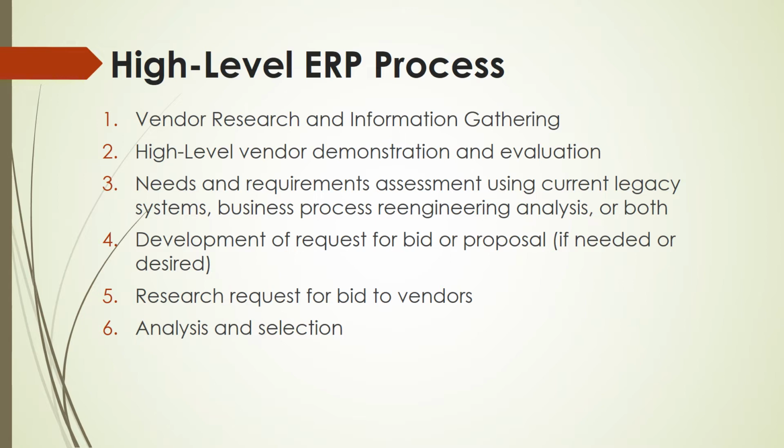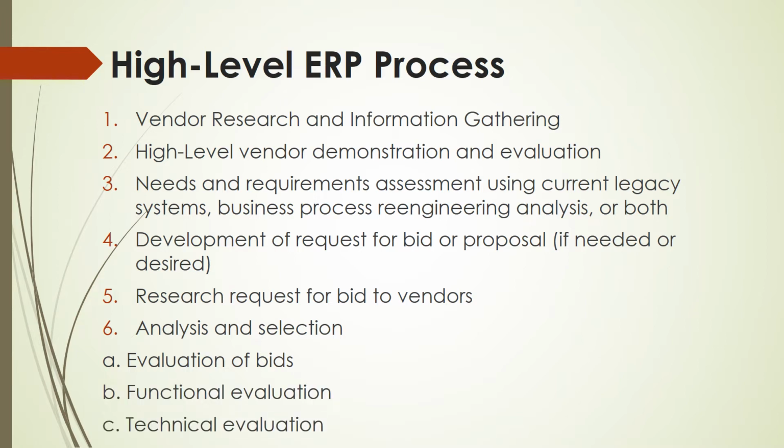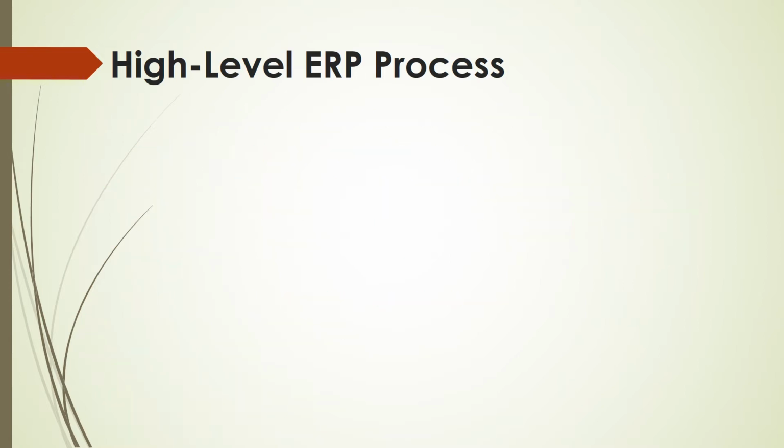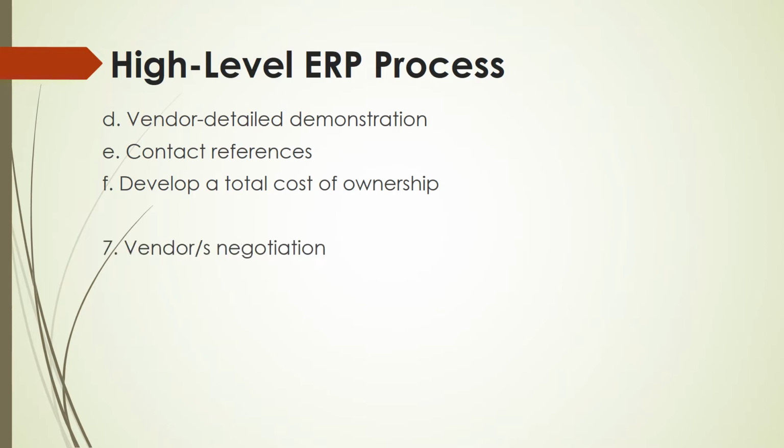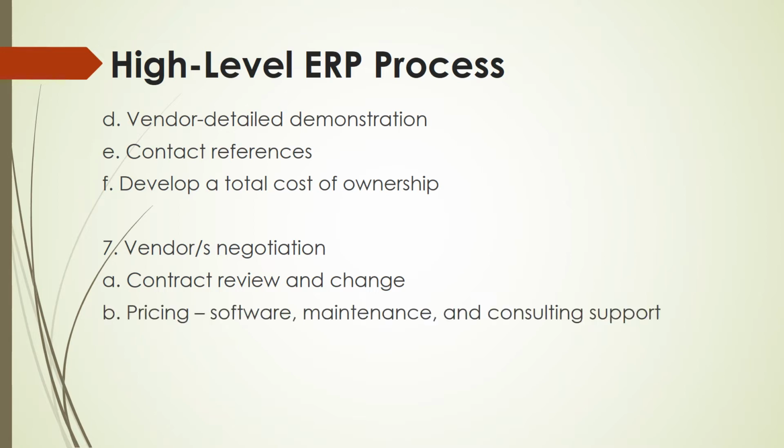Number 6, analysis and selection, which has evaluation of bids, functional evaluation, technical evaluation, vendor detailed demonstration, contact references, and develop a total cost of ownership. And the last step, vendor negotiation, which has contract review and change, pricing software, maintenance and consulting support, and purchase system.